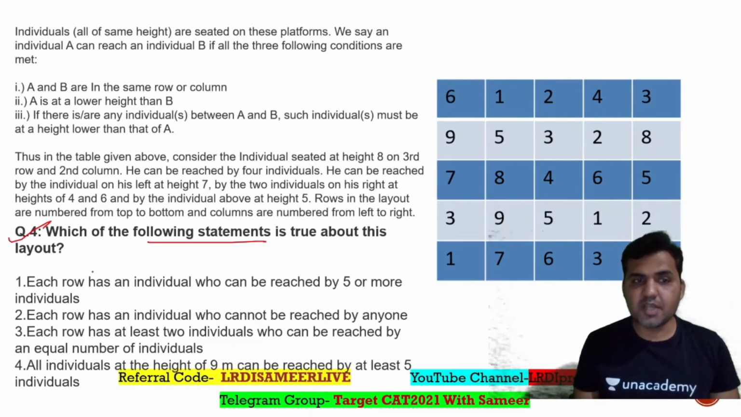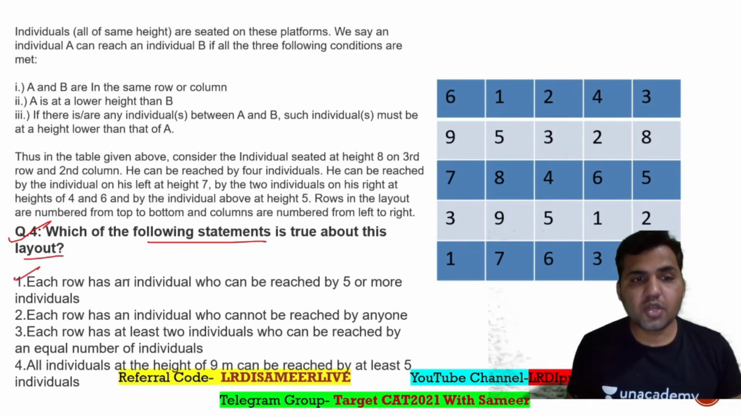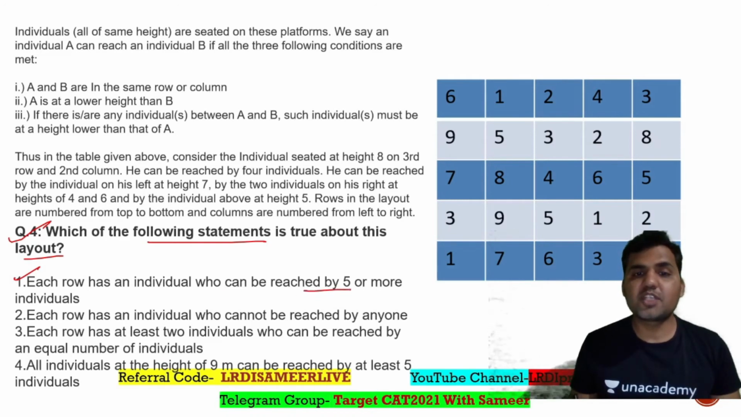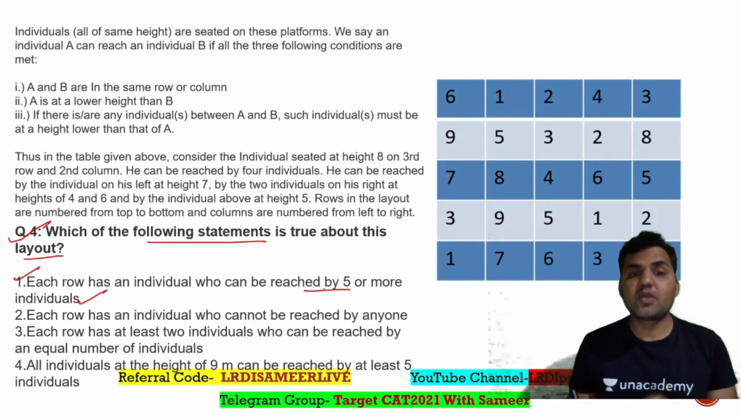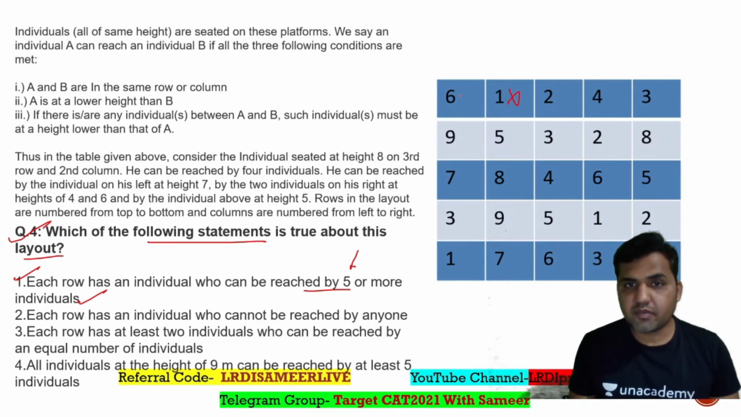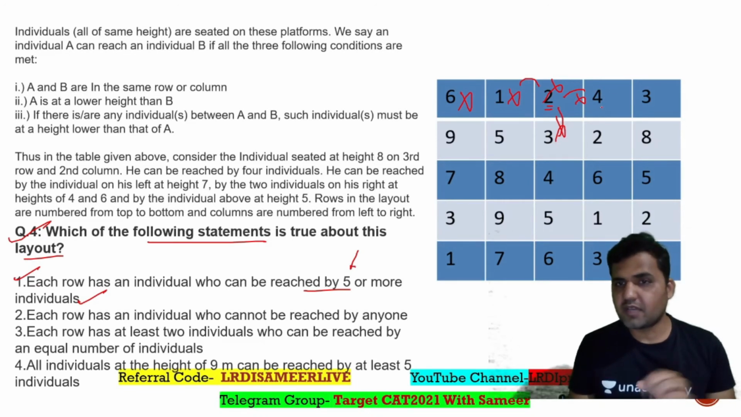Which of the following statements is true about this layout? Each row has an individual who can be reached by 5 or more individuals. Now we have to go with the options only. Let's check. 1 cannot be approached by anybody. 5 obviously cannot be approached by 5 or more individuals. 2 cannot be approached by 3, 2 cannot be approached by 4, 2 can only be approached by 1, so eliminate it. I'm looking for the individual which can be approached by 5 or more.